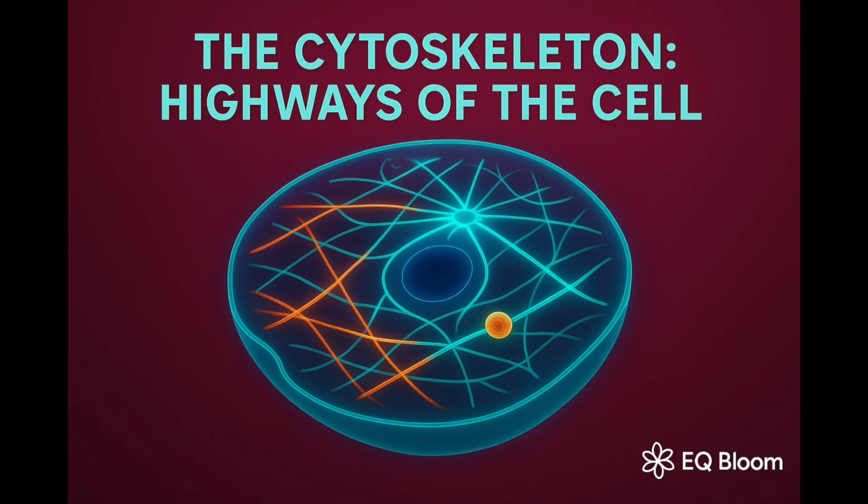It's the infrastructure that gives cells their shape, their strength, and their ability to move. It's also the logistics network that ensures every vesicle, every organelle, and every chromosome reaches its correct destination. In this episode, we'll explore the three major components of this dynamic system: microtubules, actin filaments, and intermediate filaments, and see how they come together to create one of biology's most elegant engineering marvels.